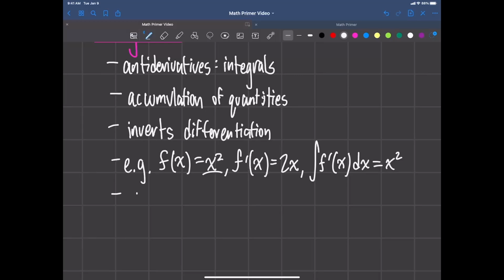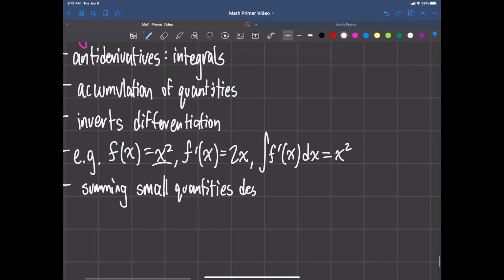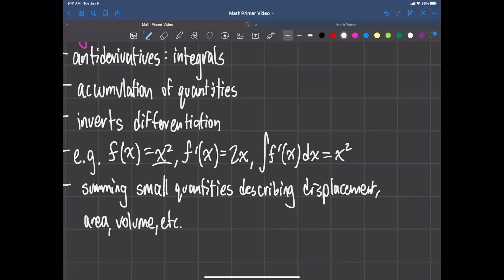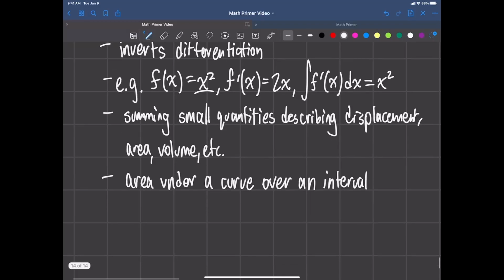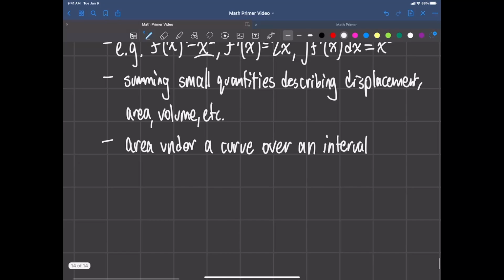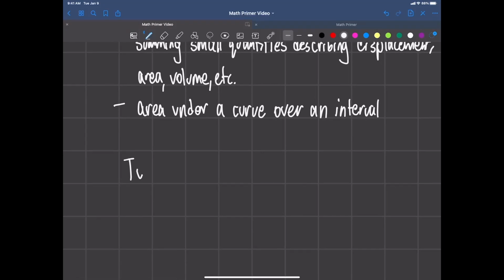Integration involves summing small quantities to describe displacement, area, volume, etc. An integral represents the area under a curve over an interval. The interval could be negative infinity to infinity, or it could be two constants. So let's talk about the types of integrals.